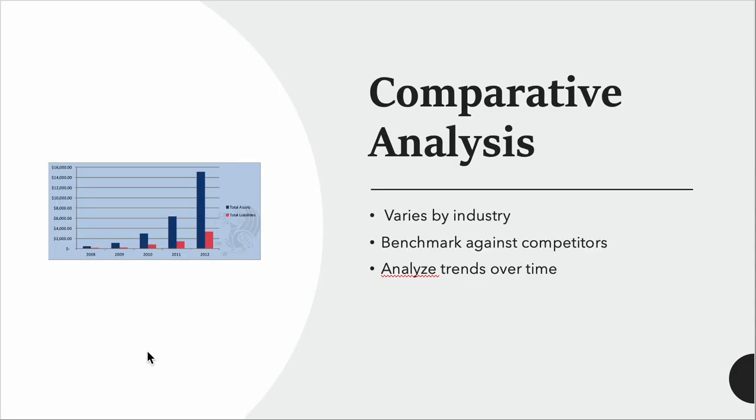Now that we have covered the types of liquidity ratios, let's understand how to use them in a comparative analysis. Liquidity ratios can vary significantly by industry. For instance, a retail business might have a higher current ratio than a tech company because of the different inventory turnover rates. Benchmarking against competitors can provide insights into a company's liquidity position. It's also helpful to analyze these ratios over time to spot trends.